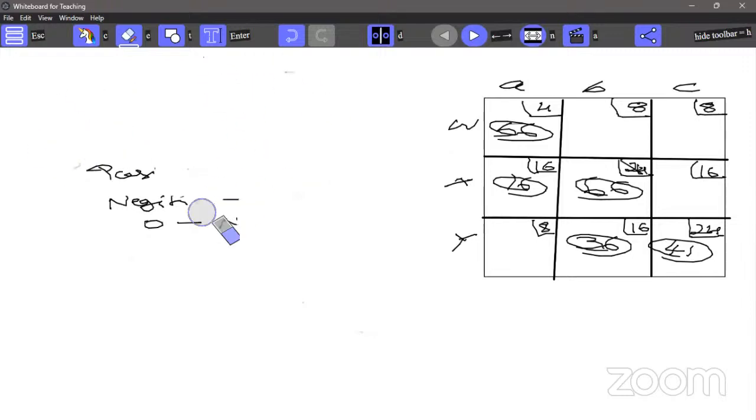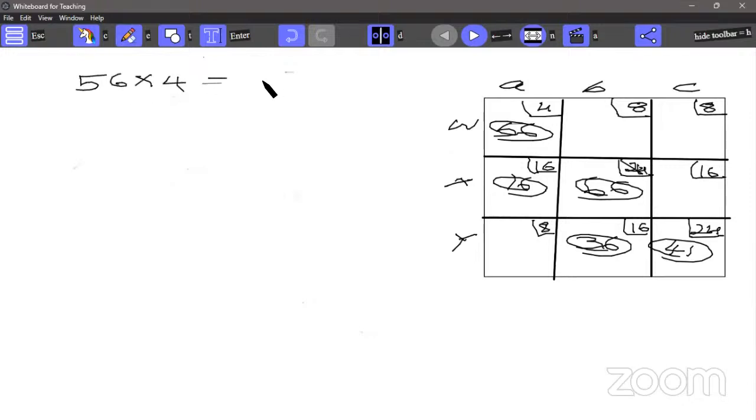256. 16 into 16. 56 into 4 is 264. Then 16 into 16 is 256. Yeah, please find out the total cost and tell me. 1584. 24 into 6. Yes, sir. 56 into 4 is how much? 56 into 4 equals 224. 224. Yeah. Then 16 into 16.